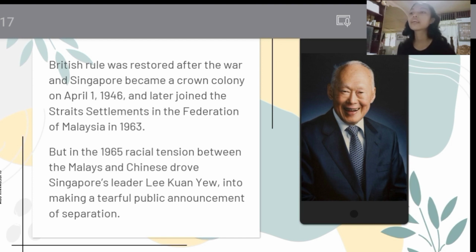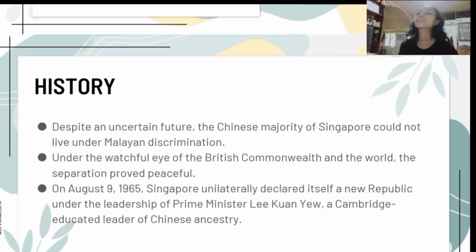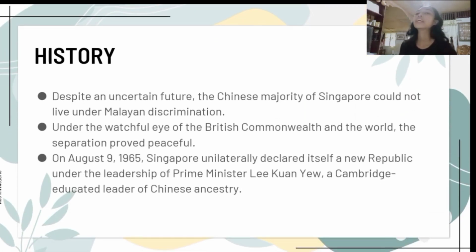And it then happened that there is a racial tension between the Malay people of Malaysia and the majority of Chinese people, which is from Singapore. Because of that tension, Lee Kuan Yew decided that they be separated from the Federation in 1965. Despite an uncertain future, the Chinese majority of Singapore could not live under Malayan discrimination. Under the watchful eye of the British Commonwealth and the world, the separation proved peaceful.